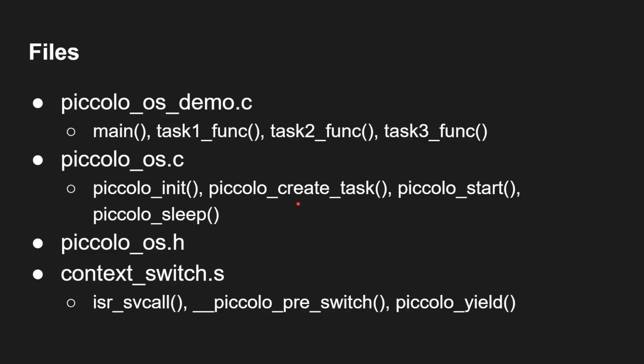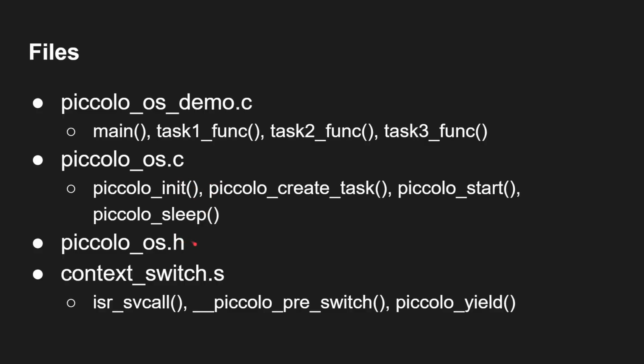So what are the files you're going to find over on the GitHub? Piccolo OS demo is where you find the main function, along with these three task functions. So if you were writing a program yourself that you wanted to use the Piccolo OS, you would just change this file to do all the stuff that you wanted to do. These other ones, you would leave them as they are because they're already working as they are. If you want to get into the internals, Piccolo OS contains Piccolo init, Piccolo create task, Piccolo start, and Piccolo sleep, which we've just talked about, and we will dive into all of these a bit deeper in this video.